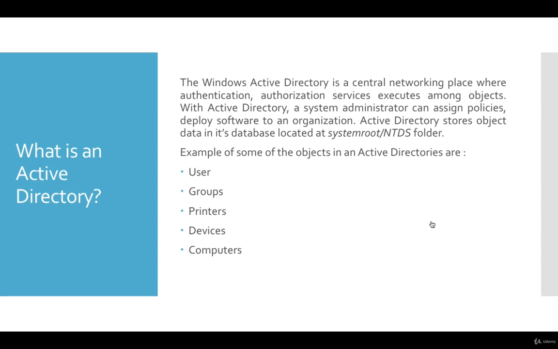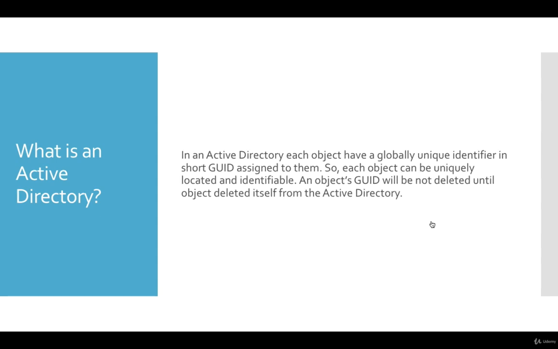In most cases, containers are referred to by their other name, organizational unit, in short OU. Non-containers are also called leaf nodes. Sometimes leaf nodes don't contain any objects. In Active Directory, each object has a globally unique identifier, in short GUID, assigned to it. So each object can be uniquely located and identified. An object's GUID will not be deleted until the object itself is deleted from Active Directory.